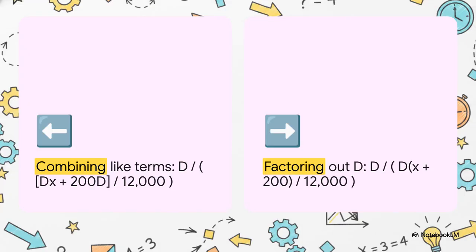This sets us up perfectly to clean up the top of that fraction. By combining the like terms in our numerator, 3dx minus 2dx simply becomes just dx. And this allows us to elegantly factor out the variable d entirely. Look at the right side for a second. Because both terms in that numerator share the variable d, we can literally just pull it out to the front, giving us d times the quantity x plus 200. I gotta say, this is where the absolute magic of algebra really shines.